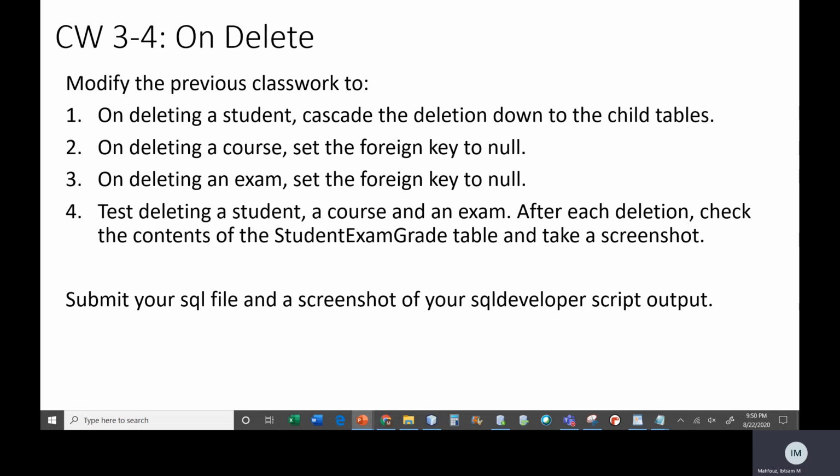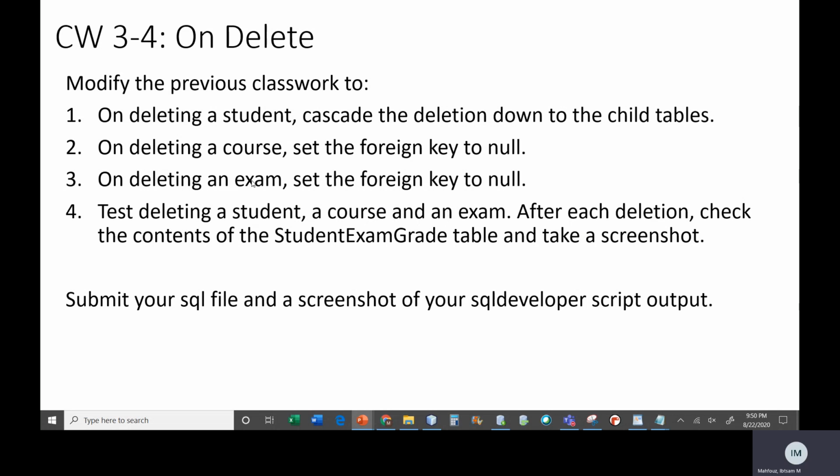And what I want you to do is modify the create table statements. You're going to, of course, drop the tables that you created in the previous classwork, and then you're going to recreate the tables with these constraints added. And then I want you to test it to make sure everything works by deleting a student, deleting a course, and deleting an exam.